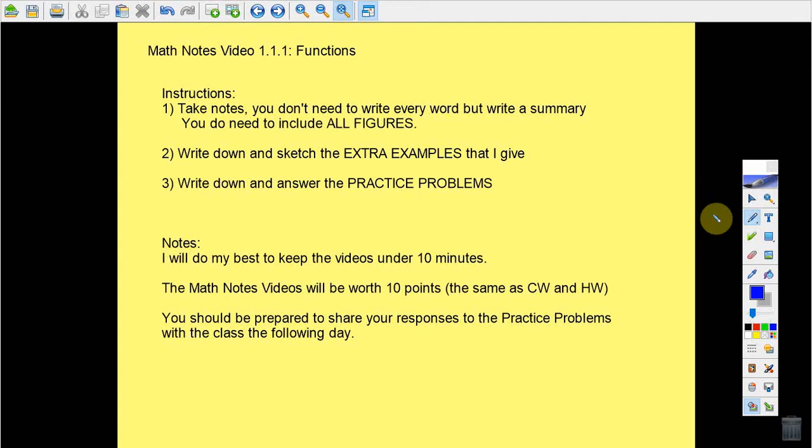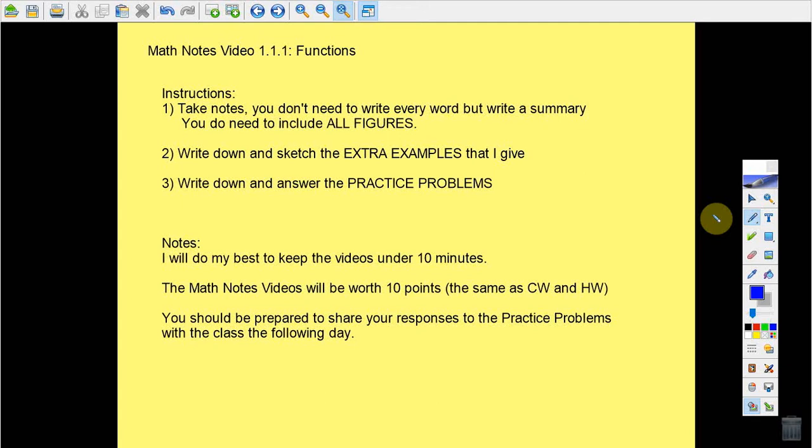Since this is the first video, I'm going to go ahead and give you some instructions that we can skip afterwards for the next videos. But what are you supposed to be doing while you're watching these videos? You should be taking notes. You don't need to write down every word that's on the slide, but you do need to write a summary so that you can go back and look at those notes for quizzes and tests.